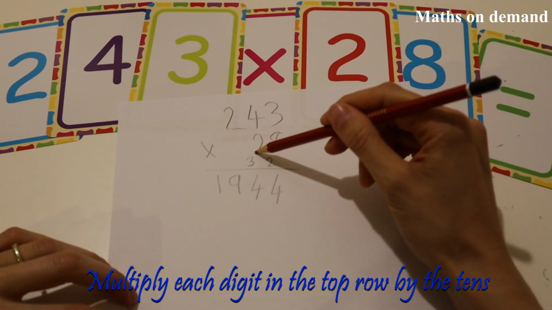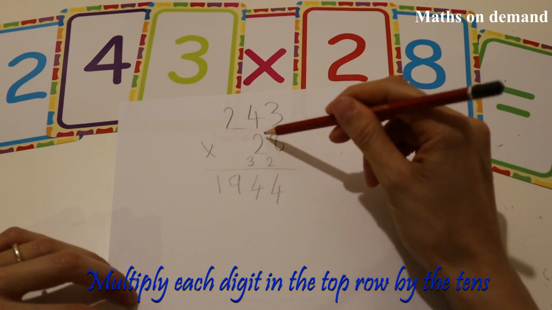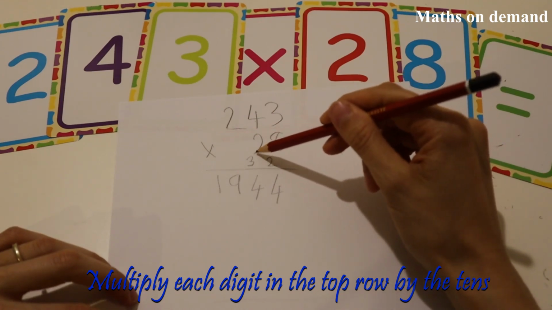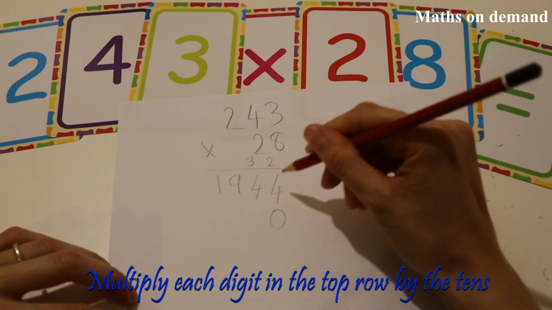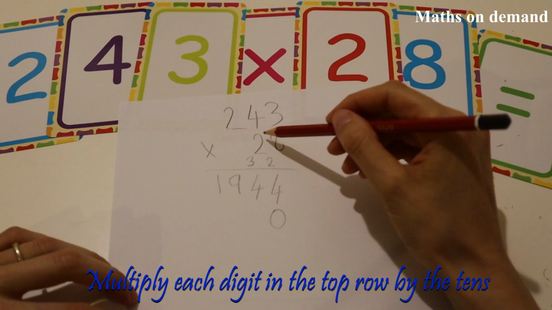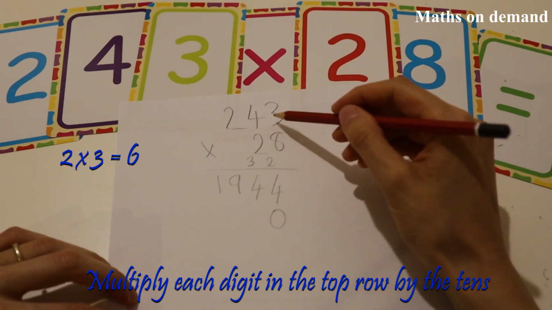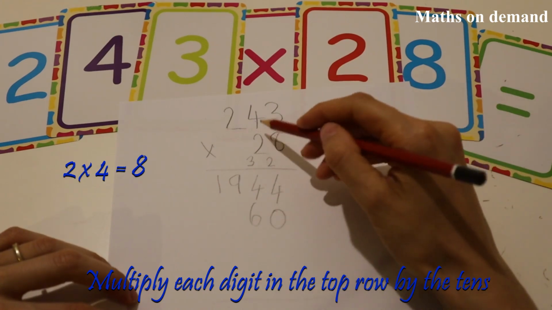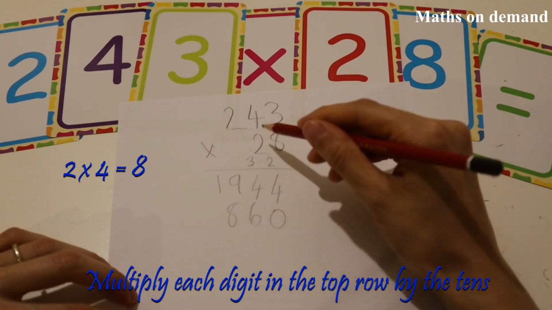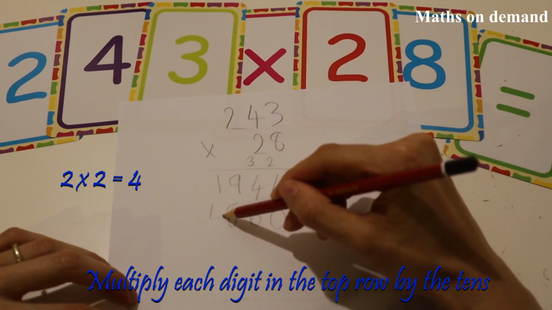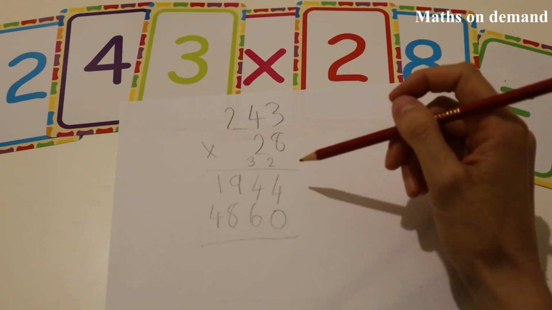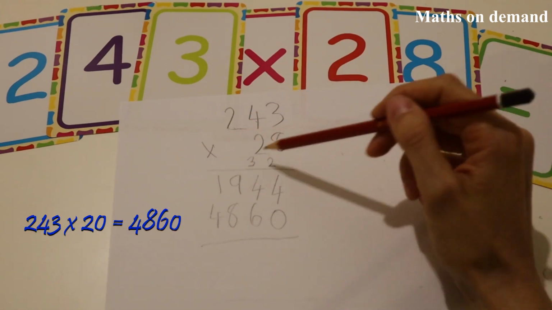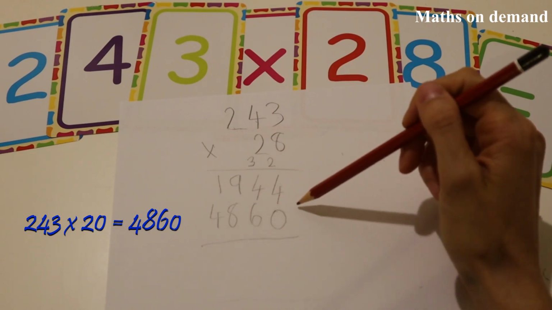Now we've got this 2 here, which is the tens column, so it's really 20 times 243. Let's put our 0 in and go 2 times 3 is 6. 2 times 4 is 8. 2 times 2 is 4. That was nice. No numbers to carry. So 243 times 20 is 4,860.